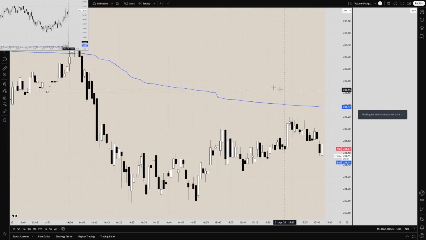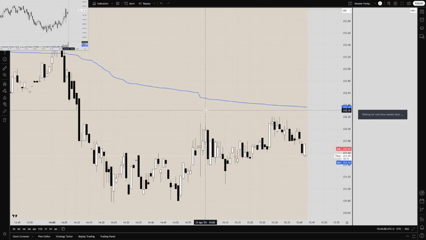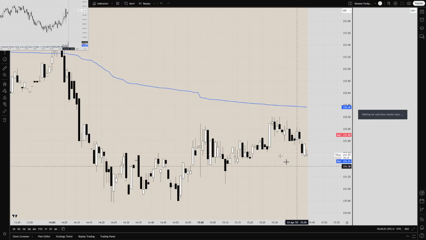The second thing is timing my entries better, making sure that I'm not paying a premium for when I want to enter. For example, if I've planned on entering the stock at 231.4, I don't enter at 231.68 or 69. If I've planned on entering here, I will enter here. I will not enter here because this eats into your gains. It really eats into your gains.